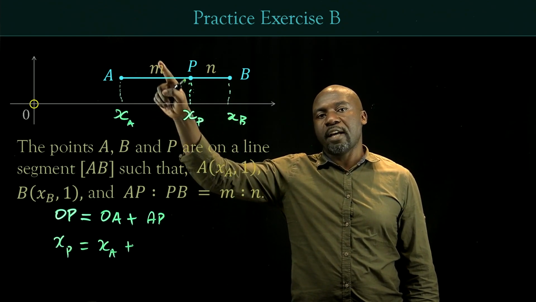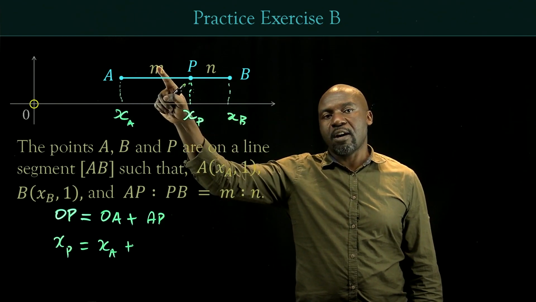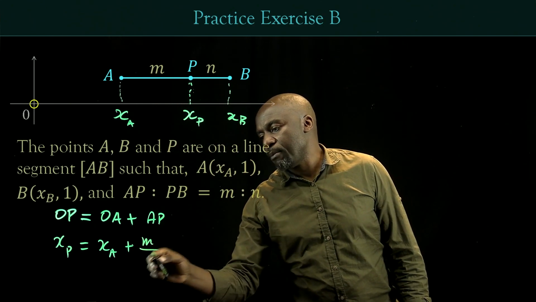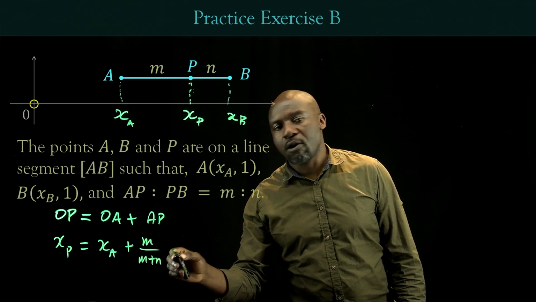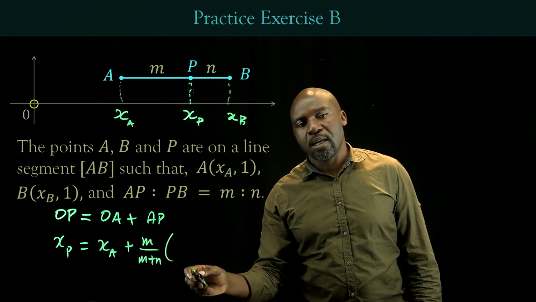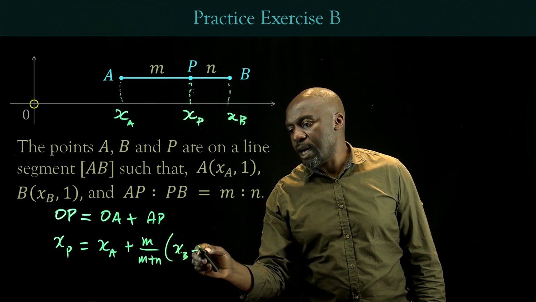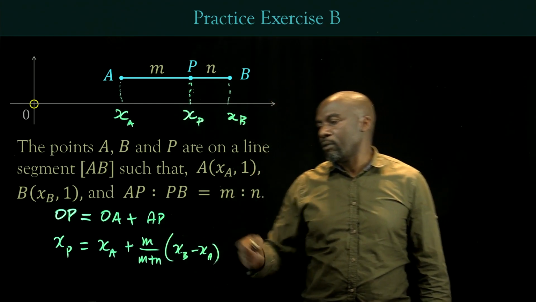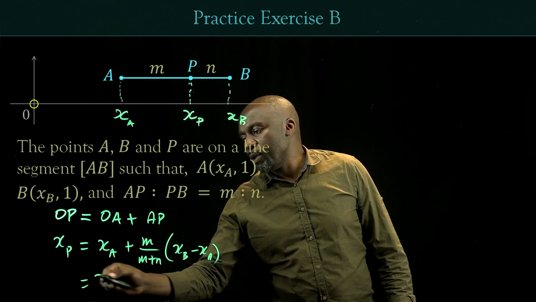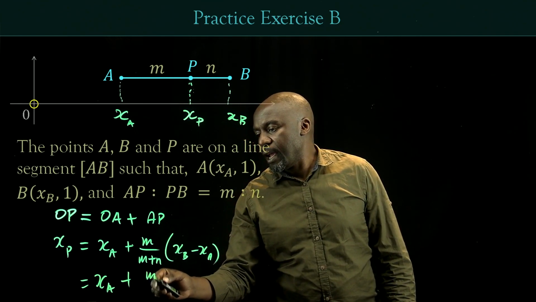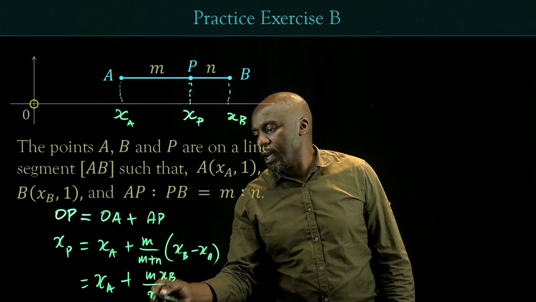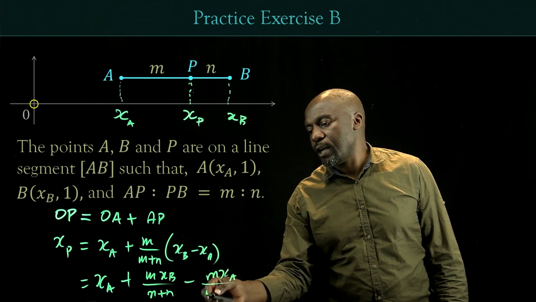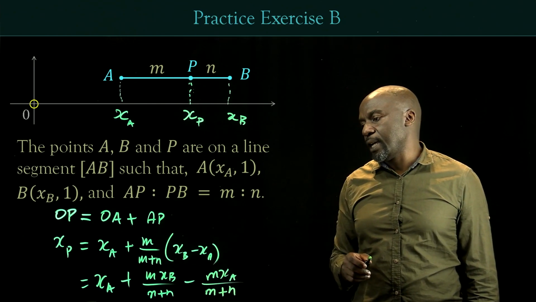It's a fraction, like we had 2 out of 5. This is now going to be m over m plus n, so a fraction m over m plus n of AB. But AB is xB minus xA, like that. So when you open this bracket, I think I can stop there, or maybe I continue a little. This is going to be xA plus m xB over m plus n minus m xA over m plus n, like that.